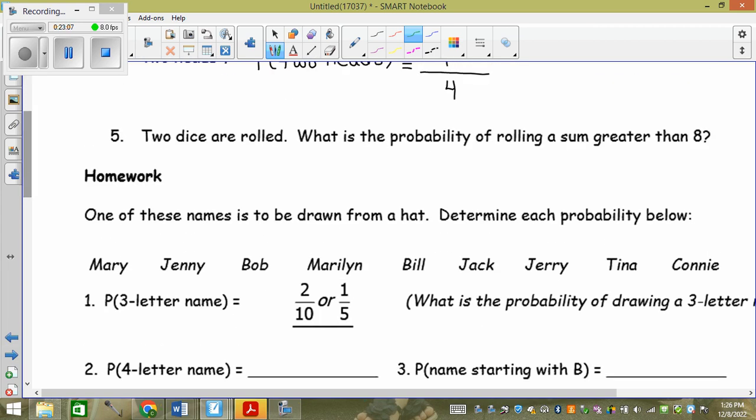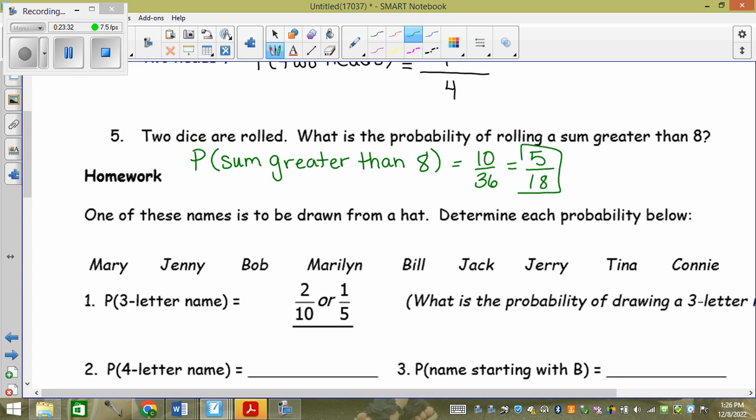So this is the probability of a sum greater than 8. It's going to be 10 out of 36, which reduces to 5 out of 18.